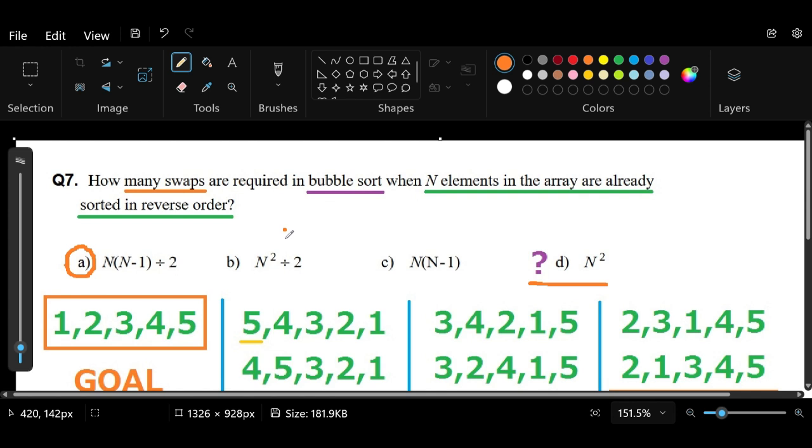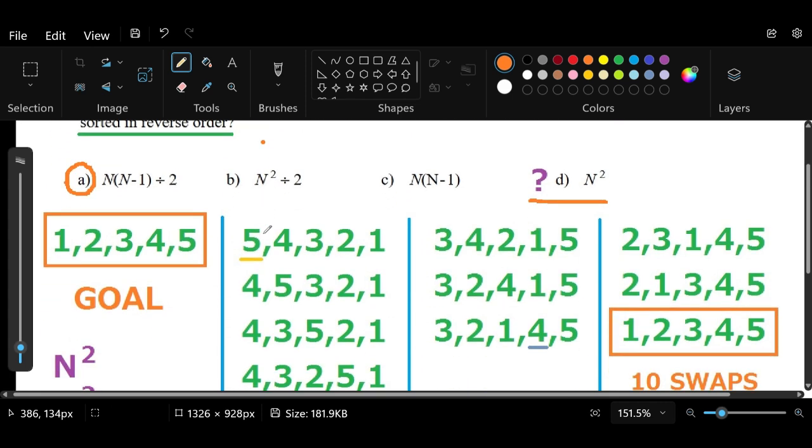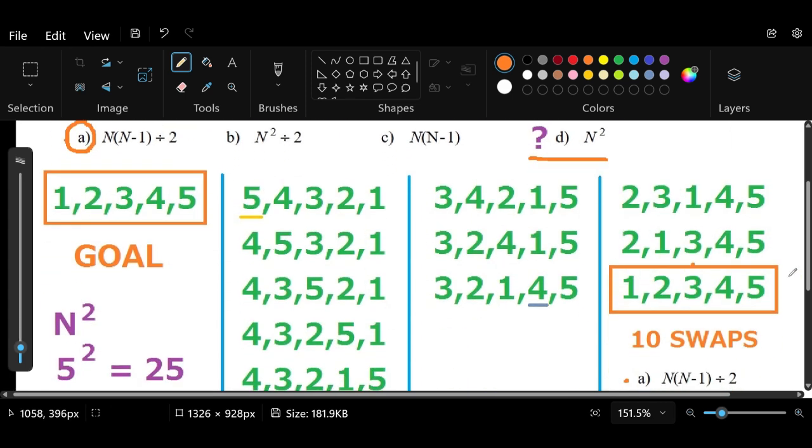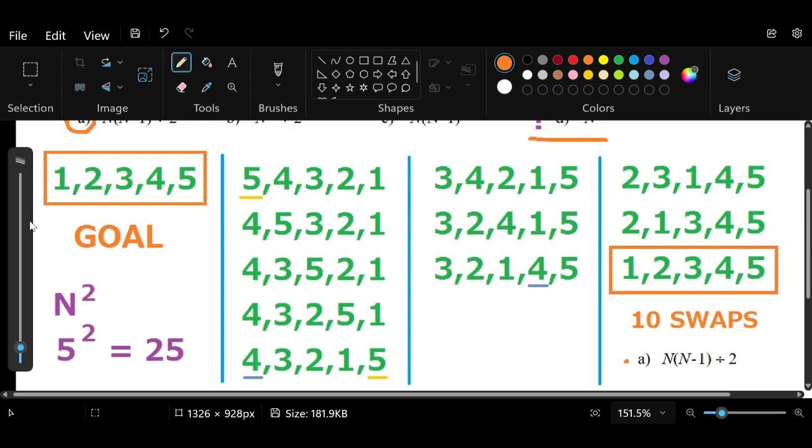So we would need to check whether we would get the n squared or not, because the input says that the n elements in the array are already sorted but in reverse order. So would that give us the n squared? Well, if we check, our goal here is to get 1, 2, 3, 4, 5, and if it's currently in reverse, so we have 5, 4, 3, 2, 1, how do we get to the goal? We need to count the number of swaps.